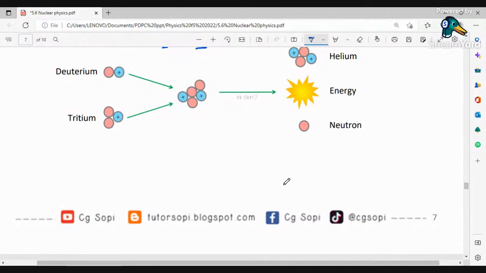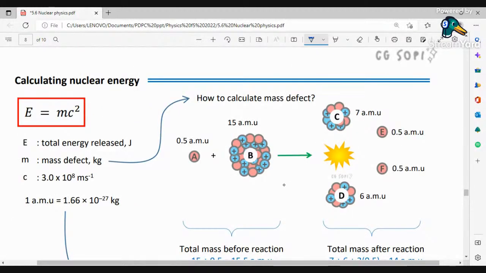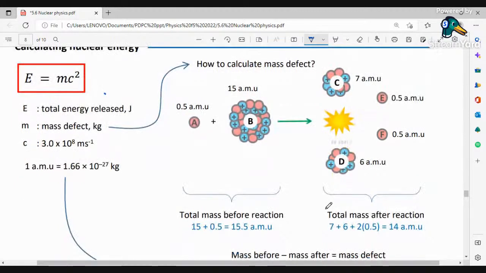Okay, how to calculate nuclear energy? According to Einstein, before and after the process of fission or fusion, when you calculate the mass of the nucleus before and after, you can see there is a difference in mass. Mass before and mass after. Normally, total mass before is higher than total mass after.